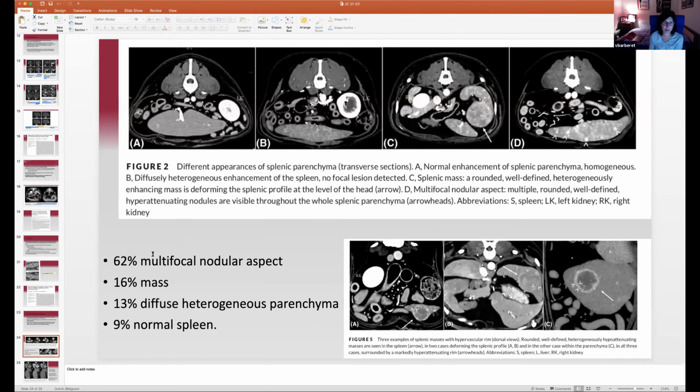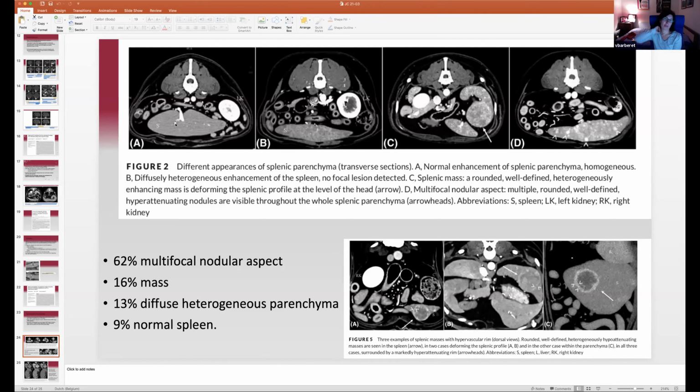But they still mentioned that there were quite a lot of different aspects visible. So you could have a multifocal nodular aspect. They had some 16% of cases with a mass-like lesion, some with diffuse heterogeneous parenchyma, and 9% that had a normal spleen on CT. So as you can see, quite variable examples. Here they show some with rim enhancement. So again, nothing completely pathognomonic, obviously, but more hypervascular than the rest of the parenchyma.